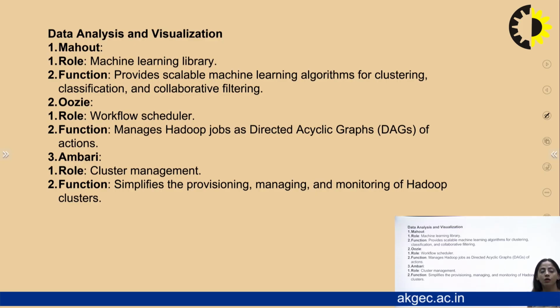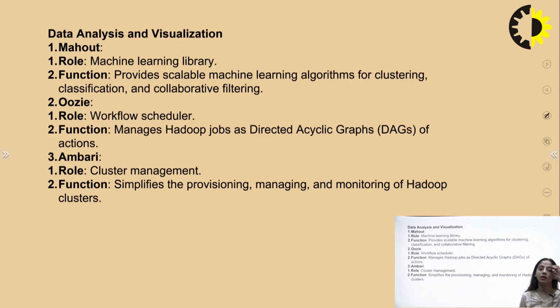The role of Mahout is machine learning. It is a machine learning library. The function is that it provides scalable machine learning algorithms for clustering, classification and collaborative filtering. Now the second one is Oozie. The role of Oozie is that it is a workflow scheduler. The function of Oozie is that it manages Hadoop jobs as directed acyclic graphs of actions.